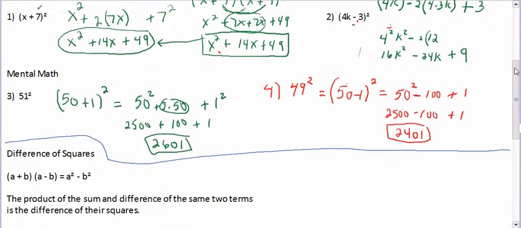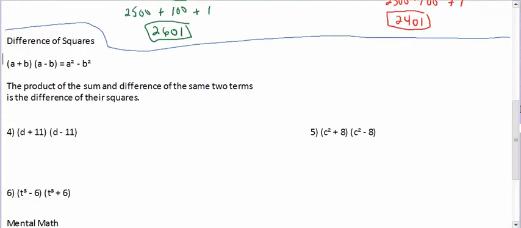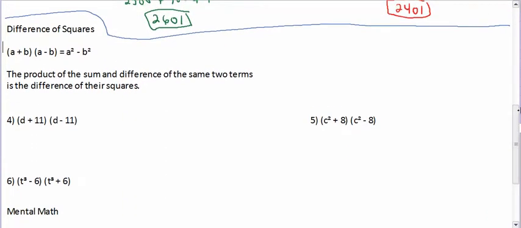So we've got our first problem, number 4. Oh, well, we got 2 number 4s. Okay, number 4. We have d plus 11 and d minus 11. Okay, so the first thing you do is take your term right here, and you're going to square it. So you have d squared. You take your last term, which is 11, and you square it. So now you have d squared minus 11 times 11 is 121.